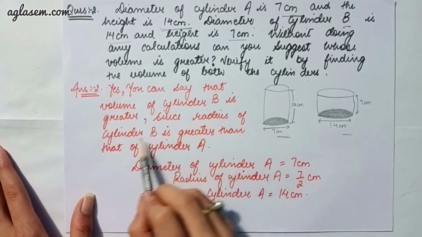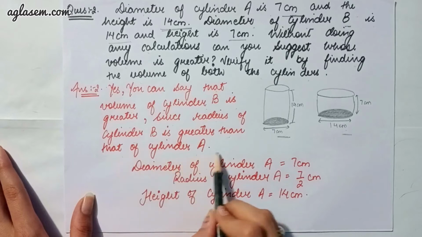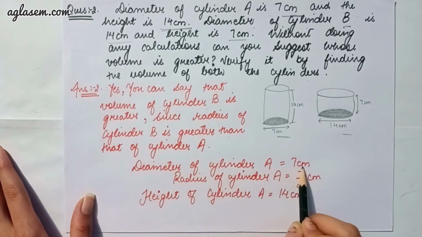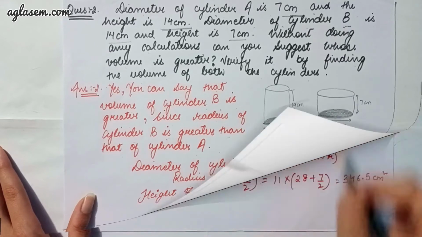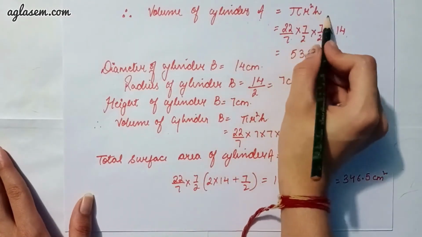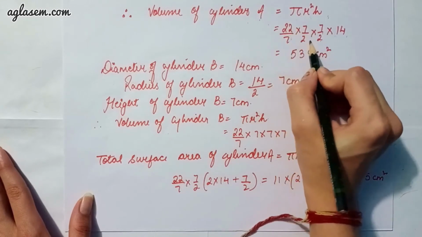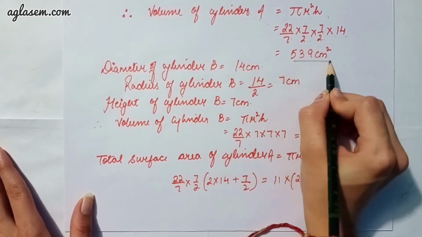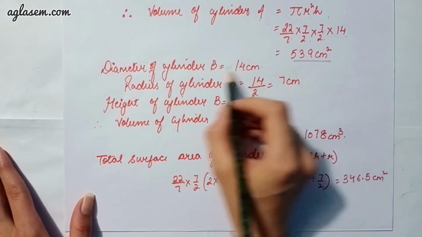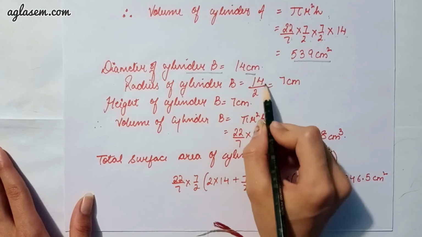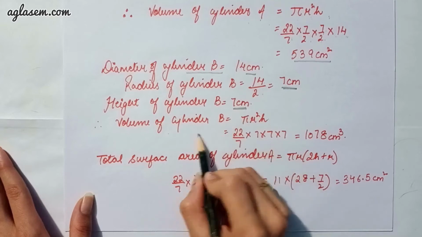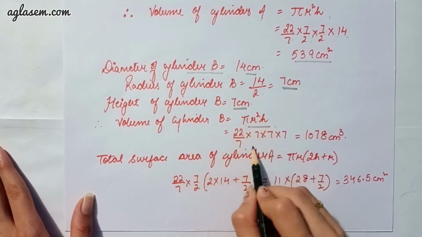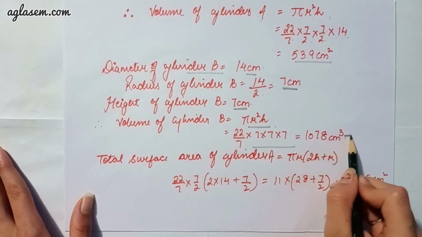Since the radius of cylinder B is greater than that of cylinder A. The diameter of cylinder A is 7 centimeter, which is given to us, and the radius of cylinder A is 7 by 2 centimeter. The height will be 14 centimeter. So the volume of cylinder A will be pi r square h, that is 22 by 7 into 7 by 2 into 7 by 2 into 14, which will give you 539 centimeter cube. Similarly for cylinder B, 14 centimeter diameter, 14 by 2, that is 7 centimeter radius, and the height is also 7 centimeter. So we can find the volume again by the same formula, pi r square h. By applying the values we will get 1078 centimeter cube.